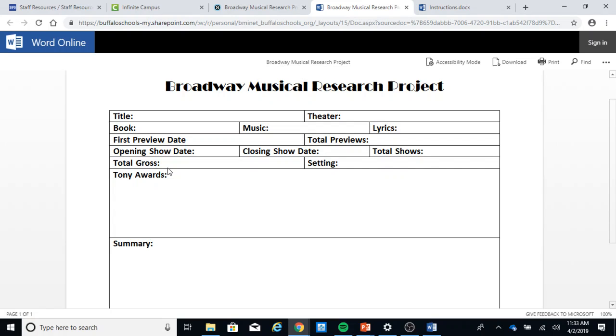Well, total gross is how much money this specific musical made. The top grossing would be the most money. But total gross for this musical, whatever it is, is what it made.